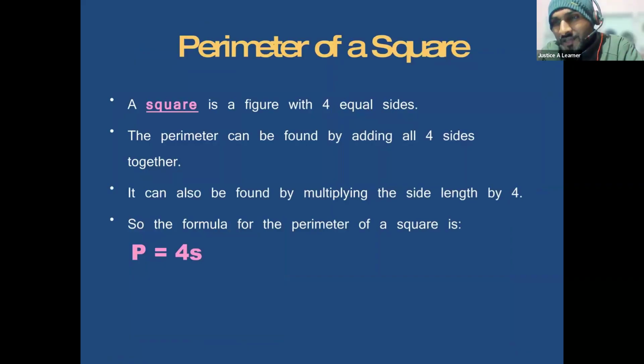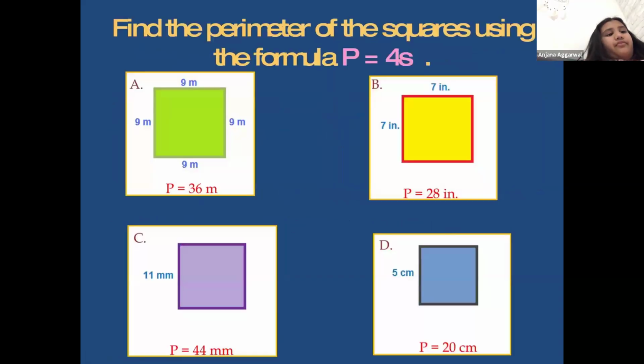Now, perimeter of a square. A square is a figure with four equal sides, so the perimeter can be found by adding all four sides together. That brings us to the formula: perimeter of a square is 4 into side. That's what you already know, so we'll move forward quickly. Now find the perimeter of the squares using the formula 4 into side. You already know this as well. Shall we move forward?